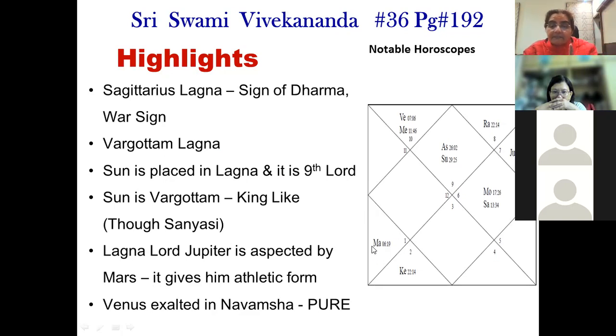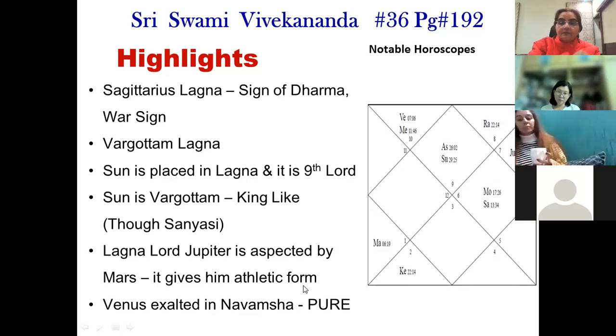Now Mars from here is aspecting Jupiter. So the Lagna Lord Jupiter is aspected by Mars. It gives him an athletic form. Okay, he has a good build.